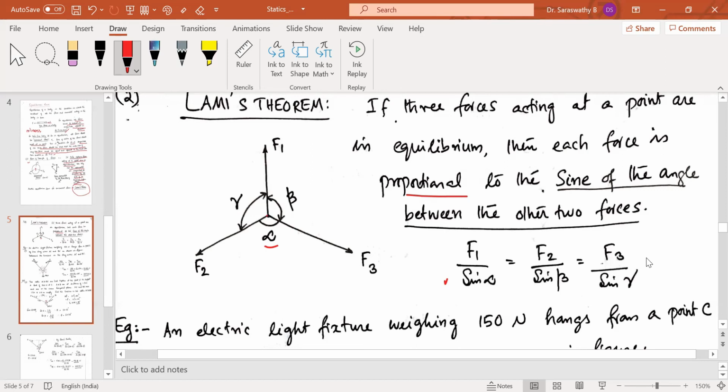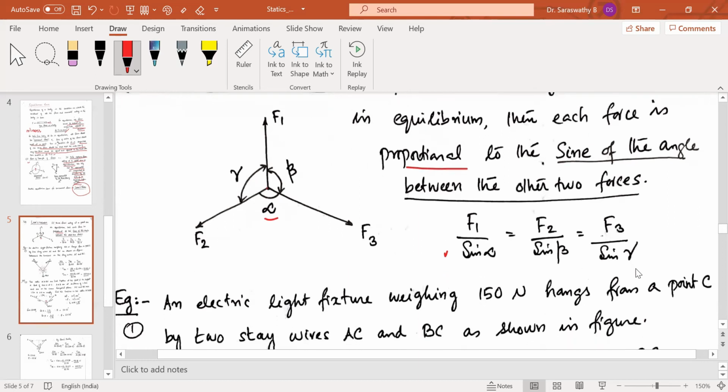So these are the three basic laws. That is, when two forces are acting at a point, the parallelogram law of forces. When three forces are acting at a point, either the triangle law of forces or Lami's theorem will be made use of for solving the numerical examples in statics. We are familiar with this, so not going into detail on the derivation. We are going to see simple examples on this.